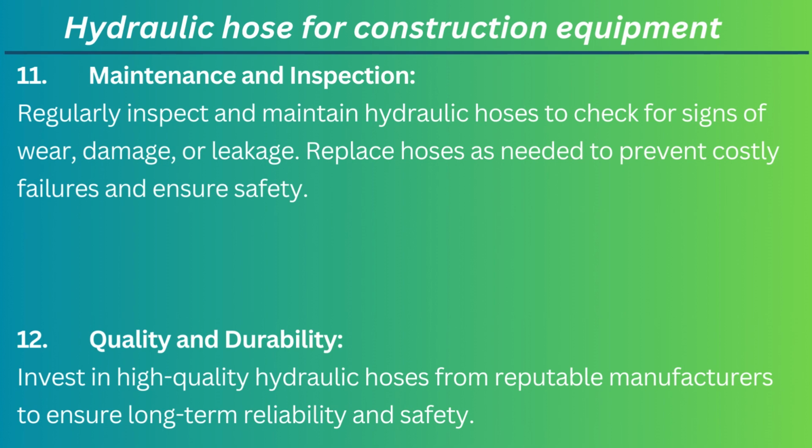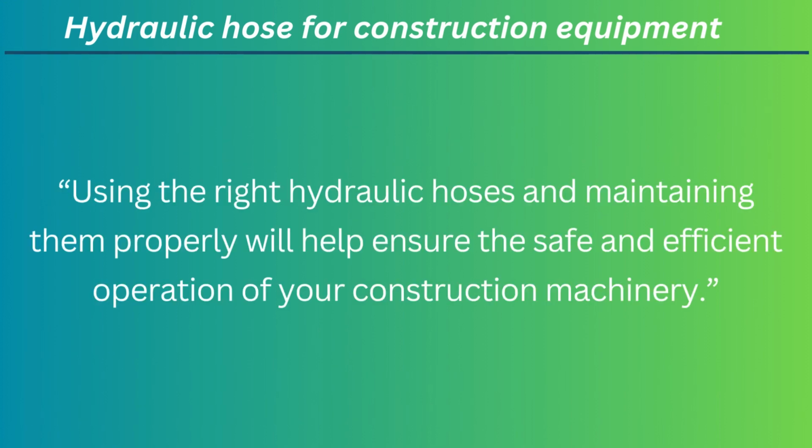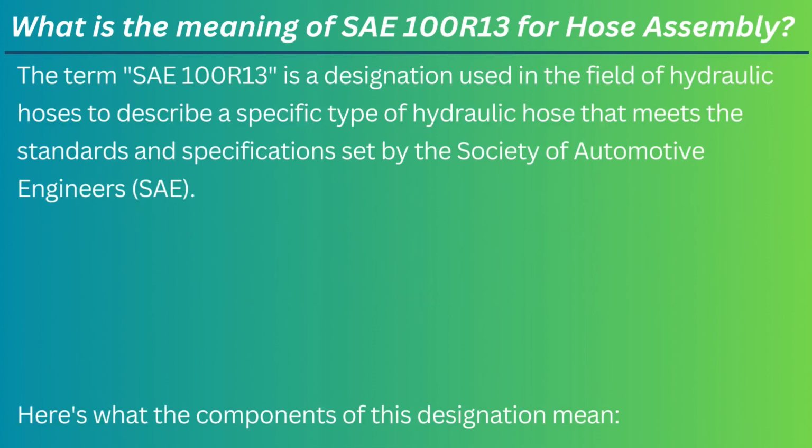12. Quality and durability. Invest in high-quality hydraulic hoses from reputable manufacturers to ensure long-term reliability and safety. Using the right hydraulic hoses and maintaining them properly will help ensure the safe and efficient operation of your construction machinery. B. What is the meaning of SAE 100R13 for hose assembly?